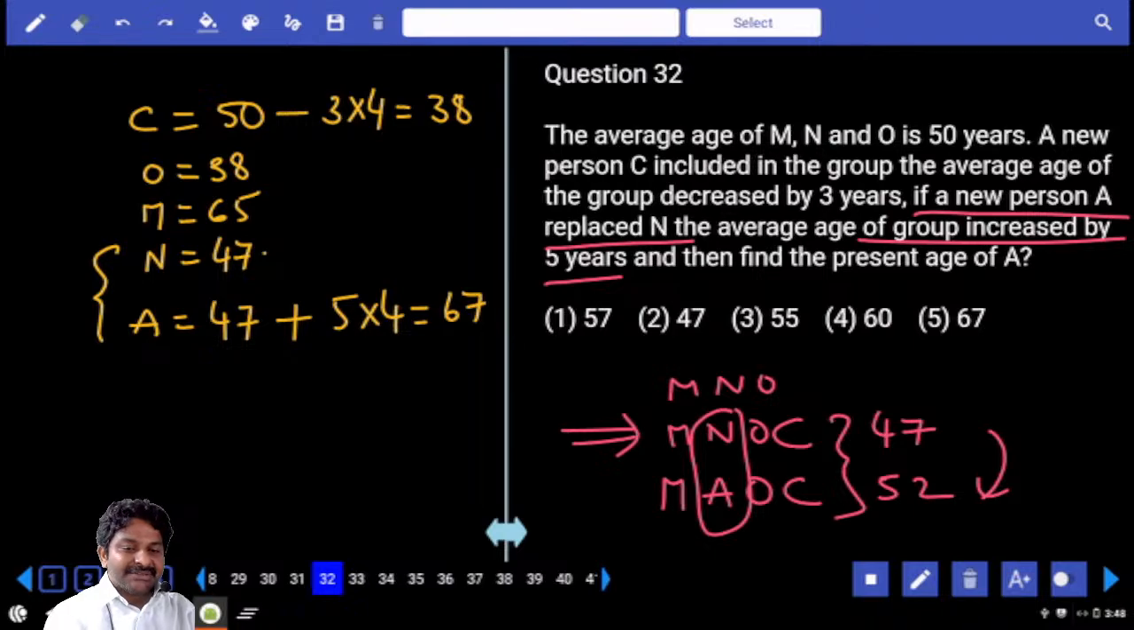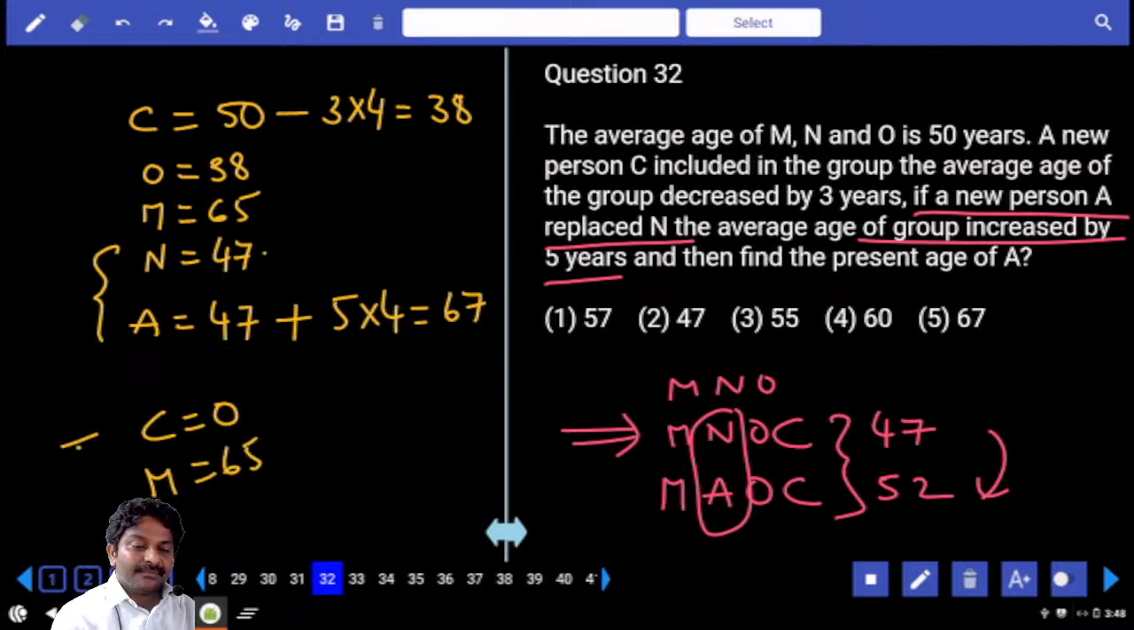So that information is missing. C's age and O's age are both equal. M's age is equal to 65. These two pieces of information are needed.